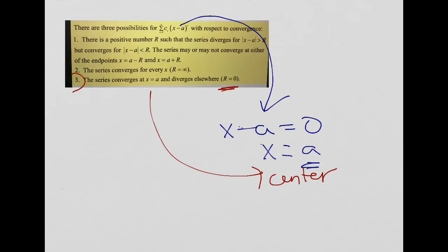Okay, so no real stretch of imagination there. Let's go somewhere else. Let's talk about the next one. So we're moving up to number 2. The series converges for every x. So the radius of convergence is infinity. What that means is that the series converges for all x.